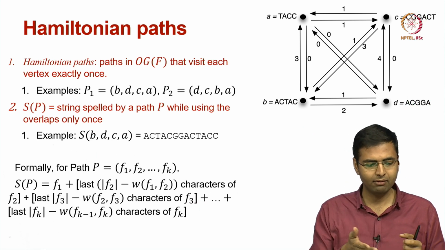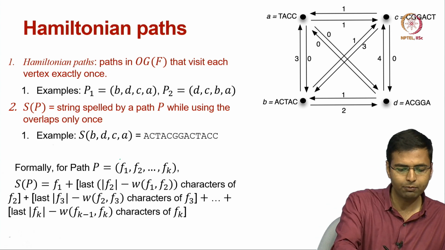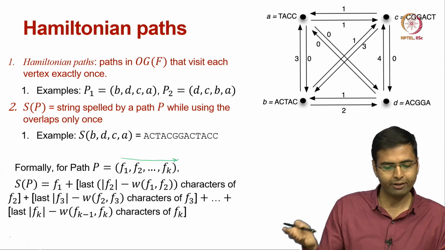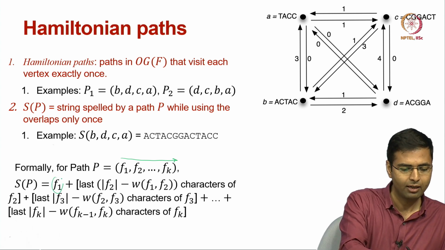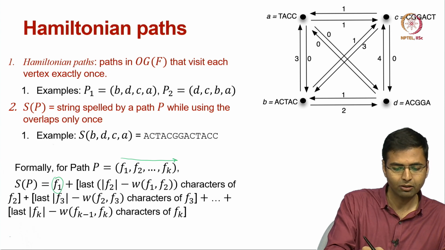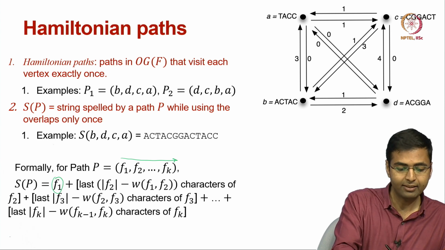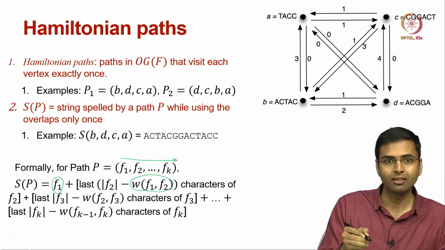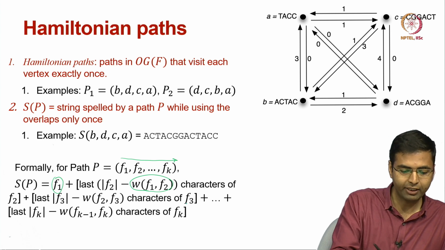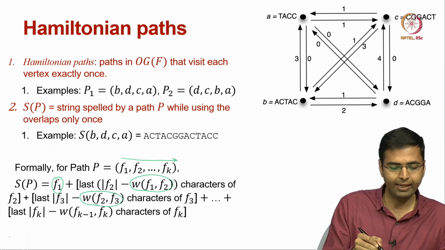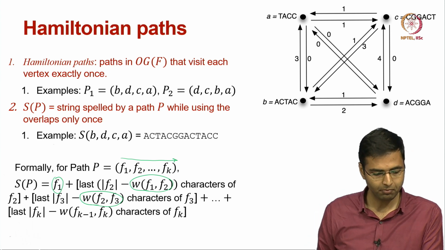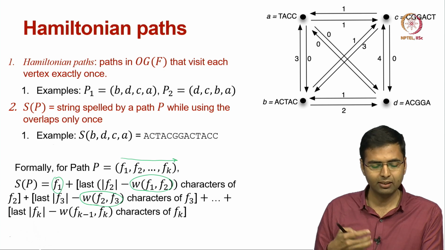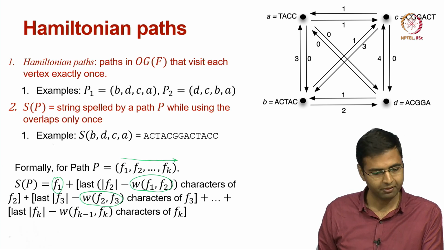So, formally I can write SP as following. So, for a given path P, F1, F2, let us say until Fk, the string spelled by this path will be F1 concatenated with the last few characters of F2, basically the last characters subtracting the overlap length. Similarly, the last characters of F3 subtracting the overlap length and so on. So, here plus denotes the concatenation operator. So, this is just what I just said, this is a formal definition of the same thing.